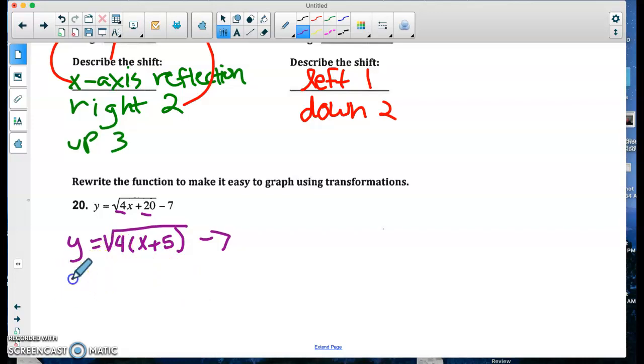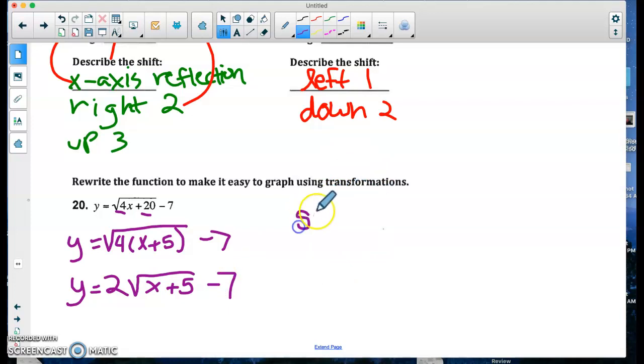So when I take the square root of 4, it's going to become a 2 out in front. So that 4 just became 2 because we took the square root of it. I can't take the square root of x plus 5, so that is going to stay in there. And again, the -7 is chilling out here. After that, we're going to talk about our transformations like we did up here.